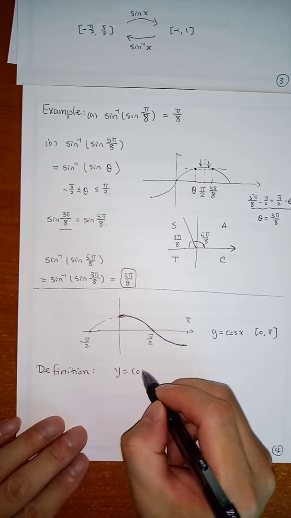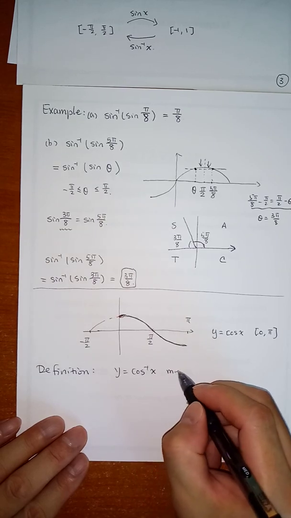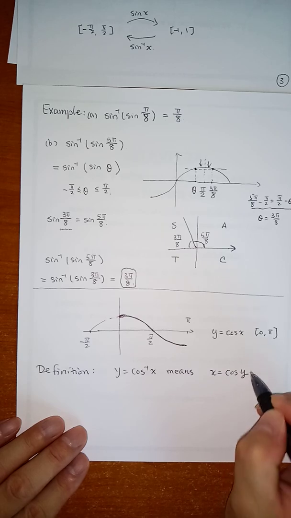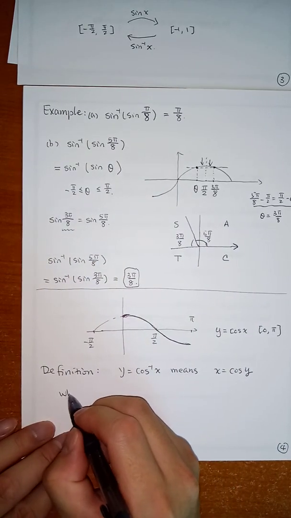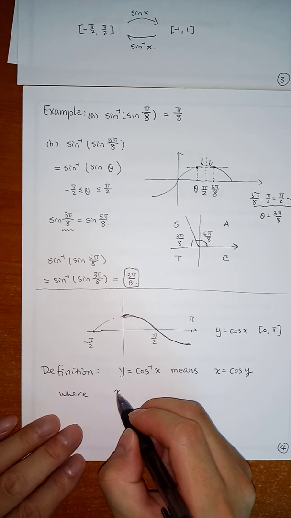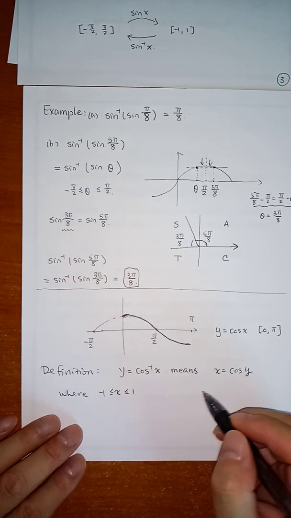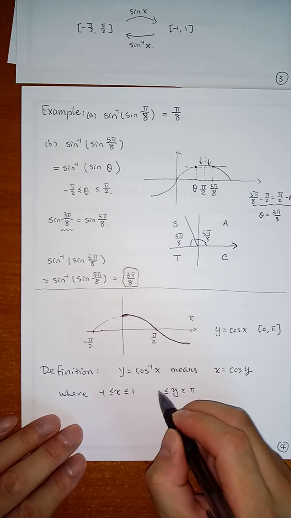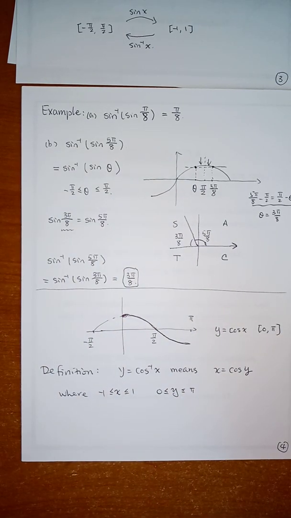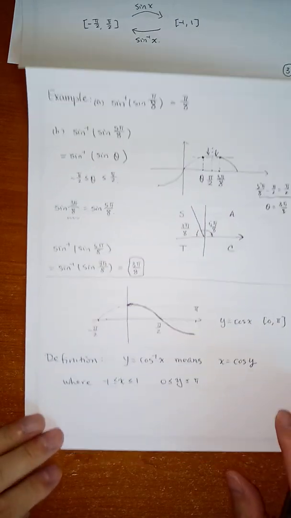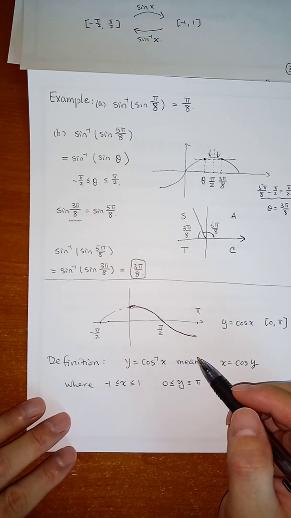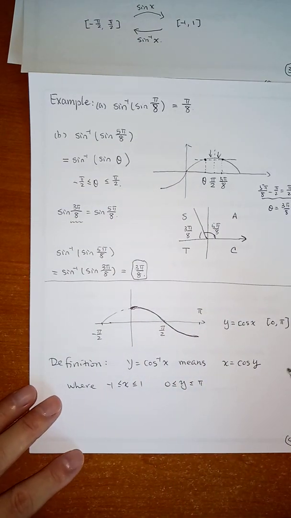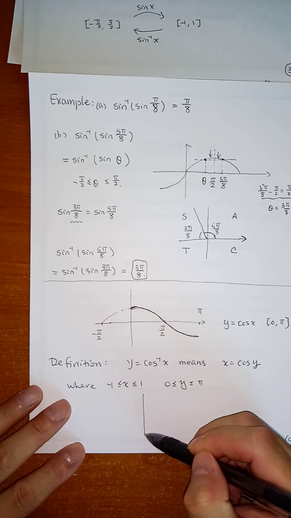And for this one, we define y is equal to cosine inverse of x, which means x is cosine of y. Here x is between negative 1 and positive 1, and y is between 0 and pi. Okay, so this is the cosine inverse, and next the graph of cosine inverse.